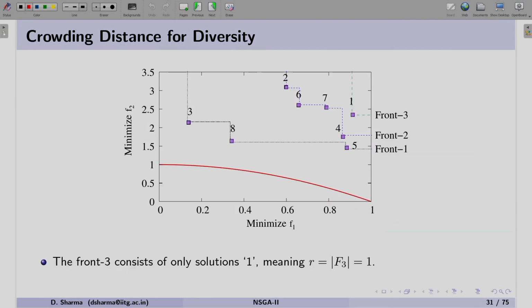Now, let us move to front 3. In front 3 only one solution is lying. Since it is 1, we know that it is going to get an infinite value. Up to this step, we generated the random population, we evaluated the F1 and F2 objective values for all the solutions, and thereafter we assigned the rank and the crowding distance. The rank was assigned by the dominance depth method, or the improved version of it, the non-dominated sorting method, and then we measured the crowding distance.